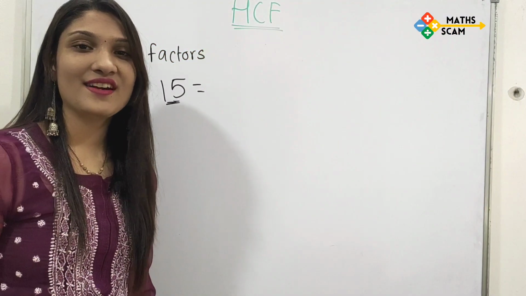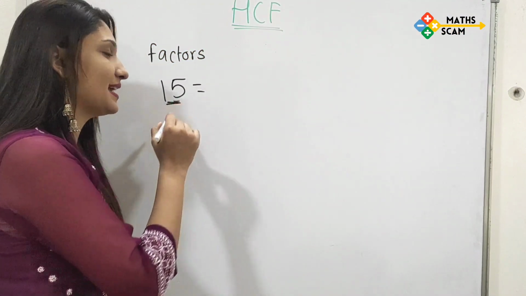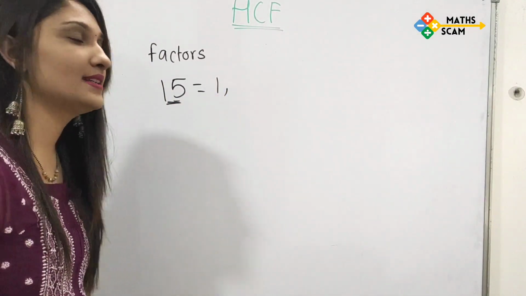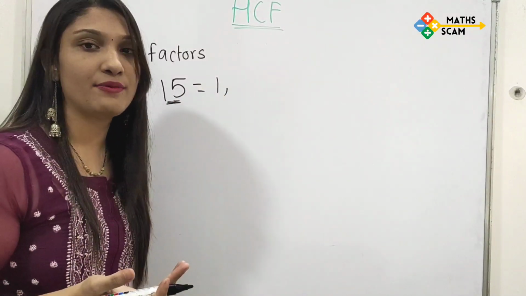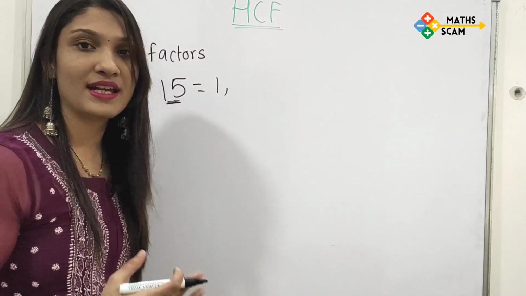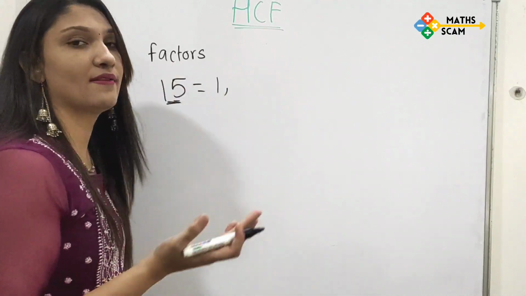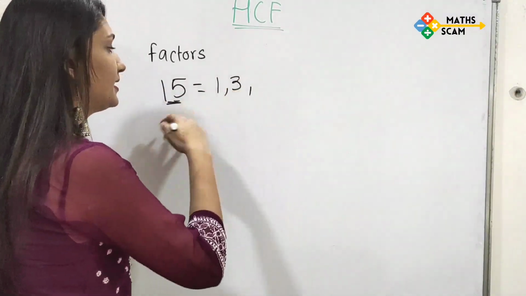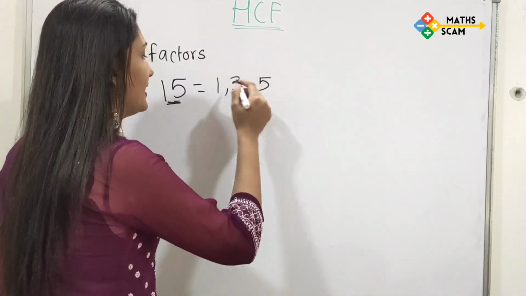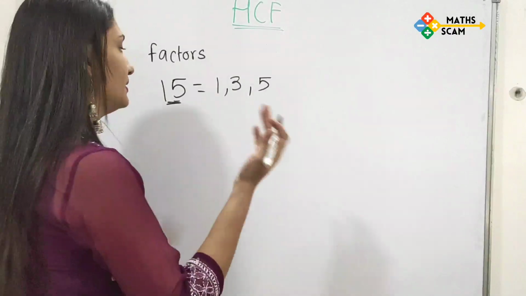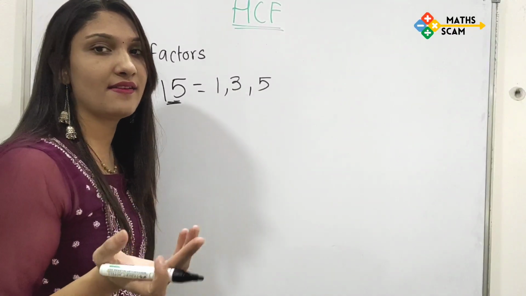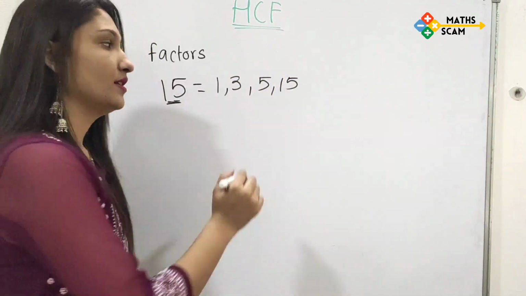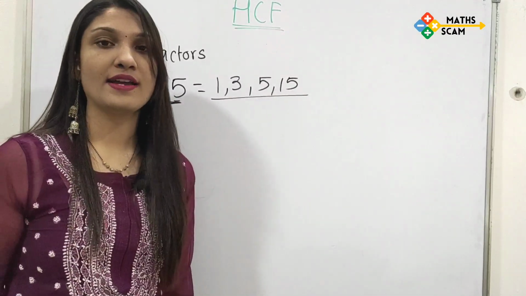So how to find a factor? We need to find which numbers can exactly divide the given number. Okay, so 1 can divide 15. Yes. 2? No, we cannot divide 15 by 2. We can, but it's not an exact number, so the answer will be 7.5. It will be in decimal, so we cannot take 2 here. Then 3. 3 5s are 15. Next is 5, 5 3s are 15. Then 6, 7, 8, 9, 10, 11, 12, 13, 14, no. So the last factor will be 15. So the factors of 15 are 1, 3, 5 and 15.